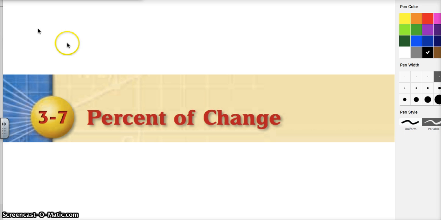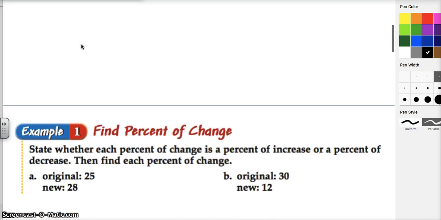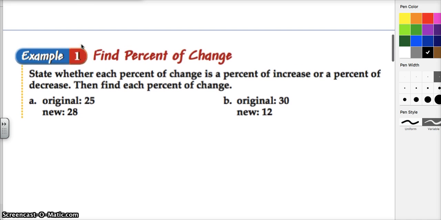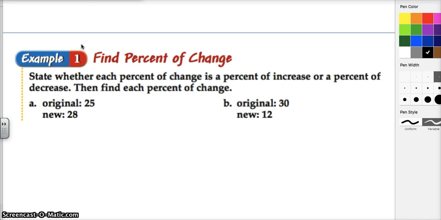We're getting to the end of chapter 3, and we're looking at percent of change. We don't have any vocabulary today, so we're getting straight into it: find the percent of change. State whether each percent of change is a percent increase or percent decrease. Then find each percent of change.